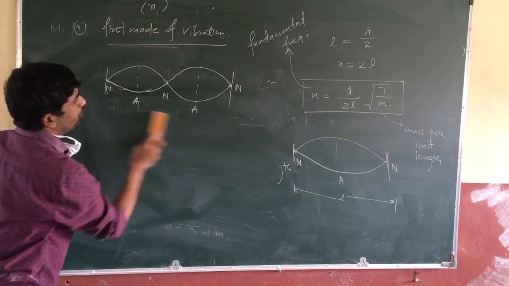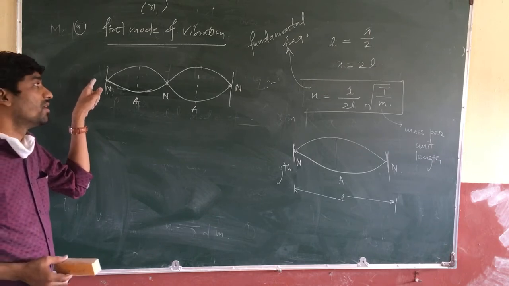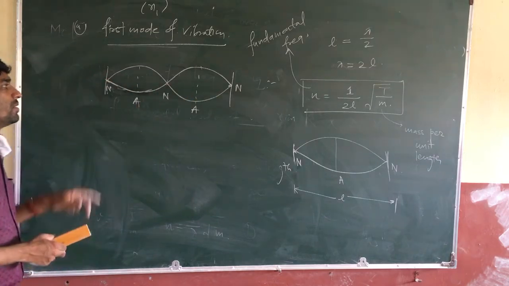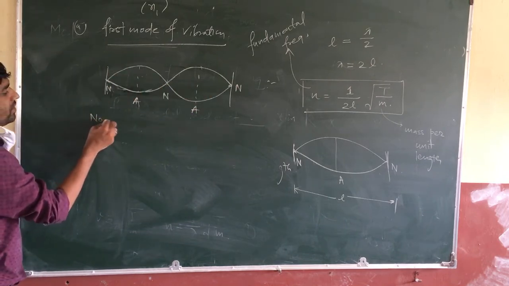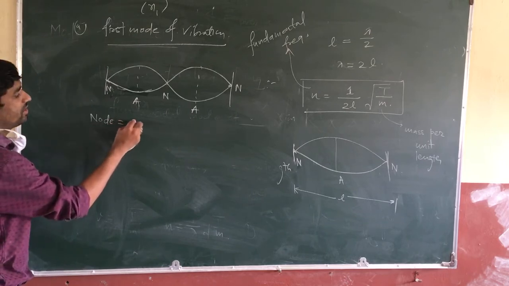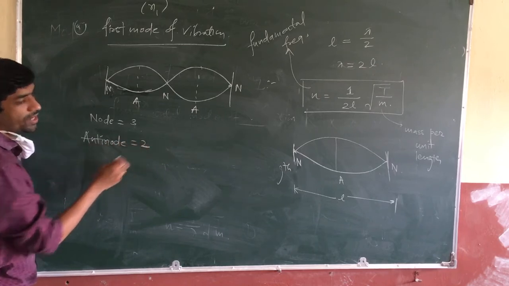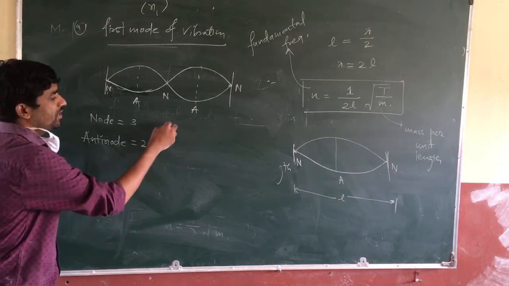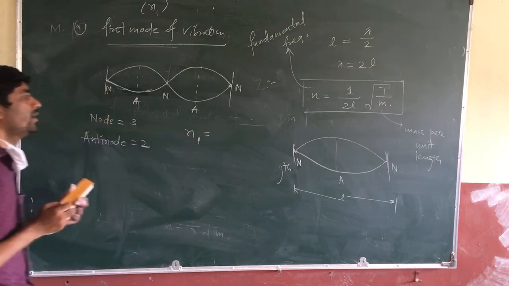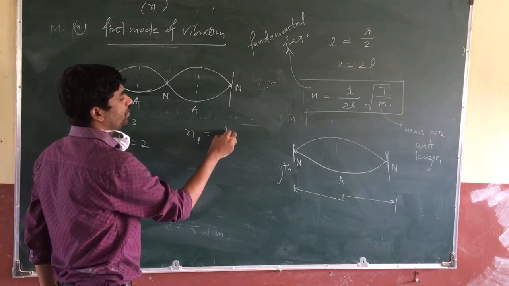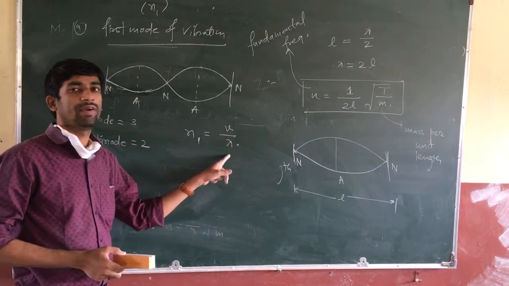Okay, so for the first mode of vibration, for a stretched string bounded at both ends, how many nodes are there? There are 3 nodes. And how many antinodes are there? There are 2 antinodes. Now, what is the frequency? Frequency of the first mode of vibration, N1, is equal to V divided by lambda. Frequency is equal to velocity divided by lambda.